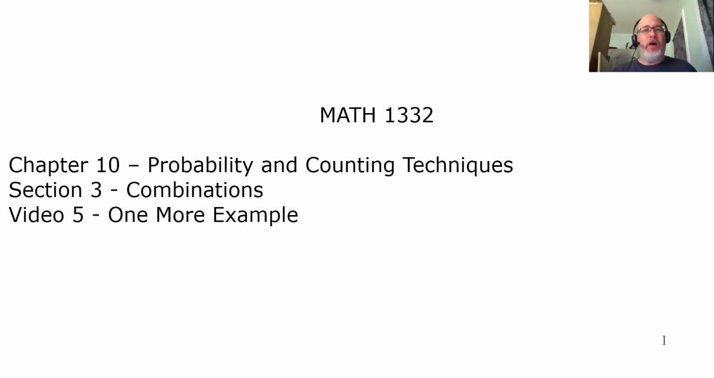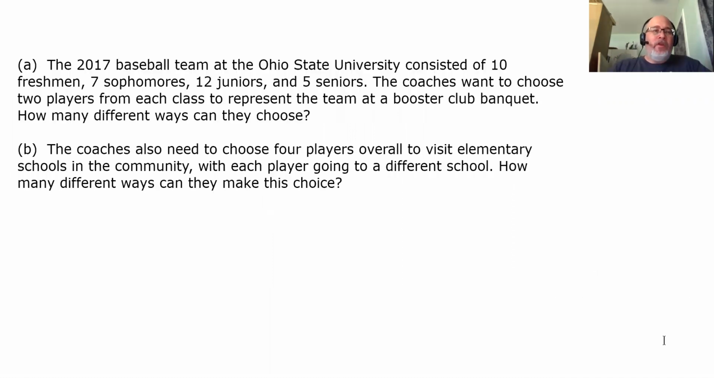This is actually one problem with two parts. A. The 2017 baseball team at Ohio State University consisted of 10 freshmen, 7 sophomores, 12 juniors, and 5 seniors. The coaches want to choose 2 players from each class to represent the team at a booster club banquet. How many different ways can they choose?